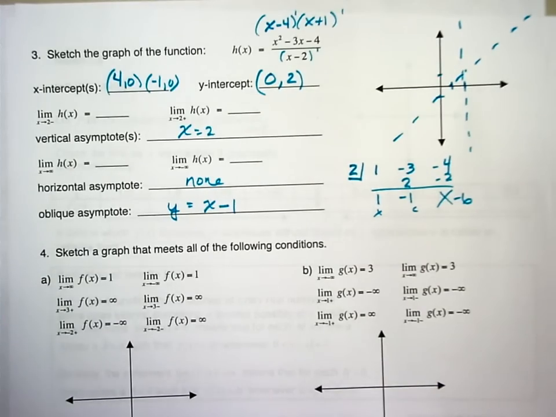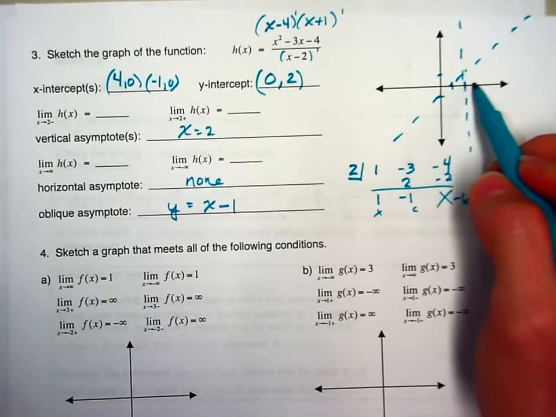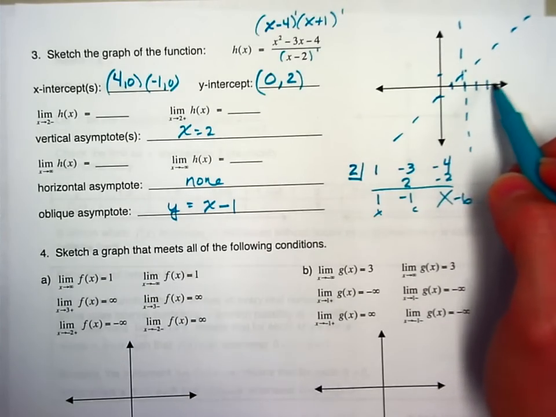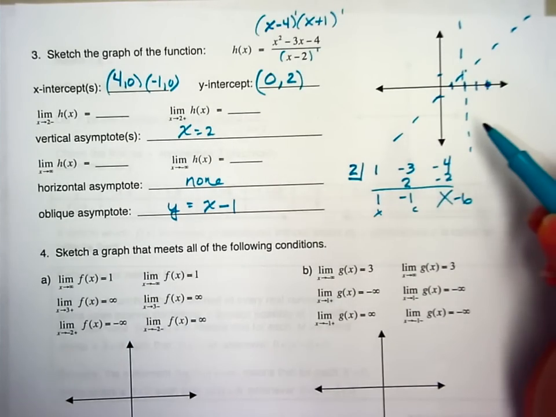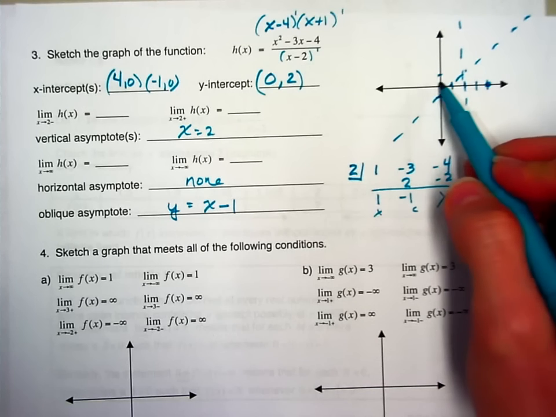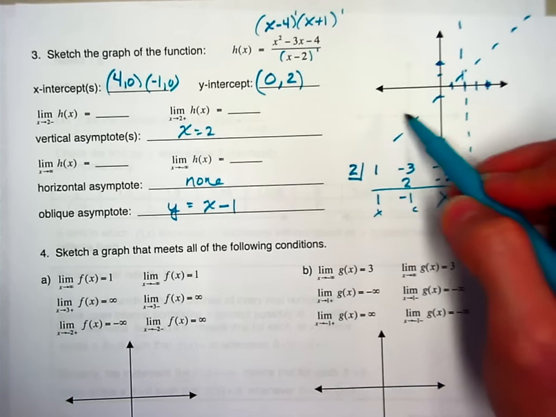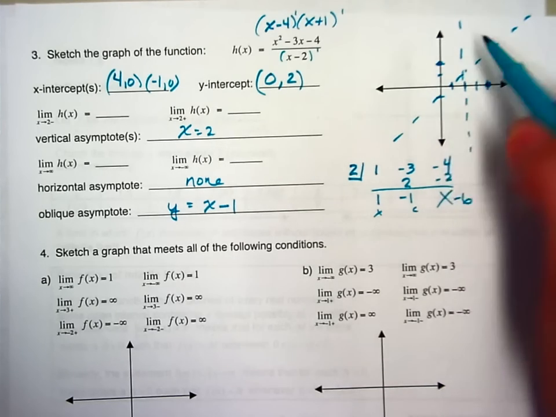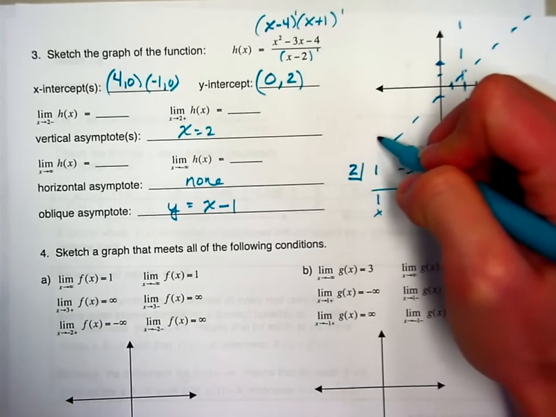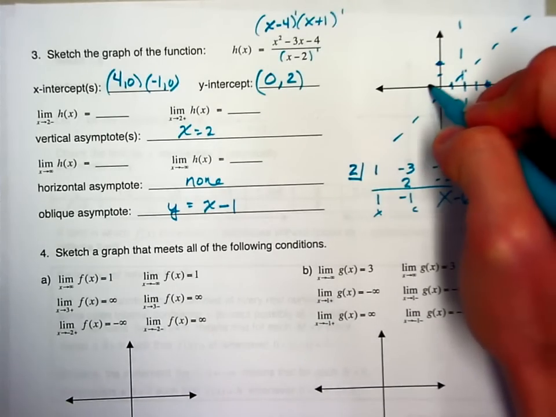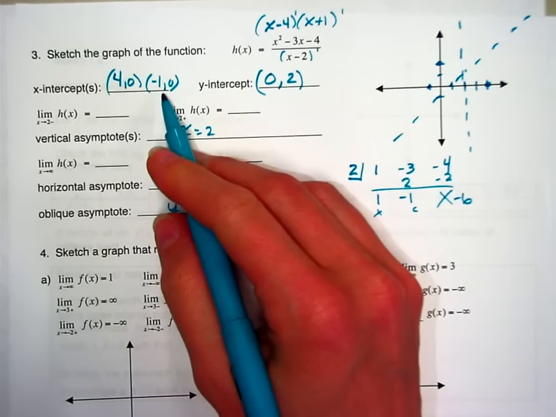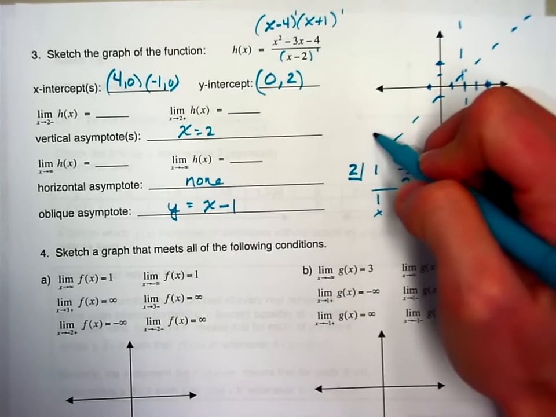We have a couple points. 1, 2, 3, 4, 0 is right here. And 0, 2 is up here. So that's kind of a giveaway for where the branches are at. I'm going to have 1 on the top part here. Negative 1 here was also one of our intercepts, so I'm going to just come up.